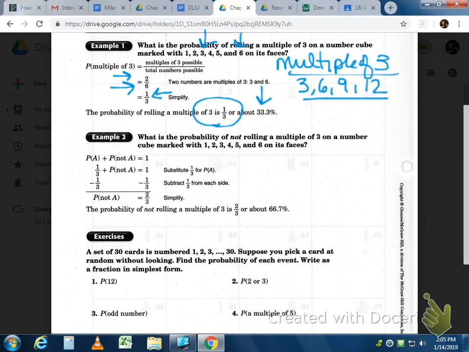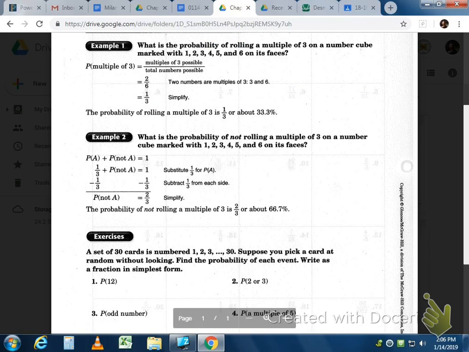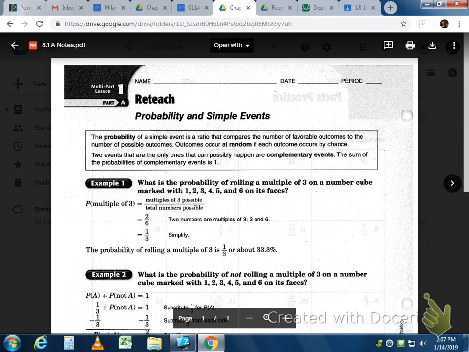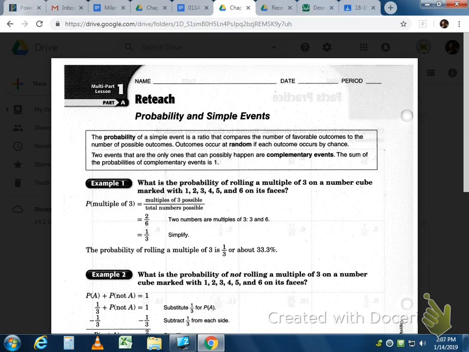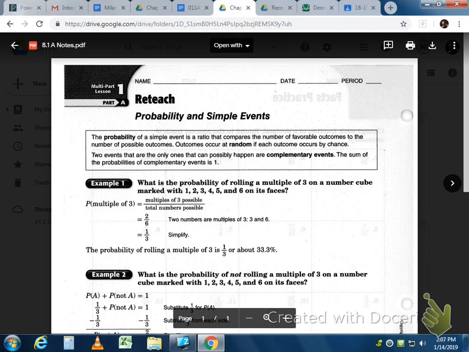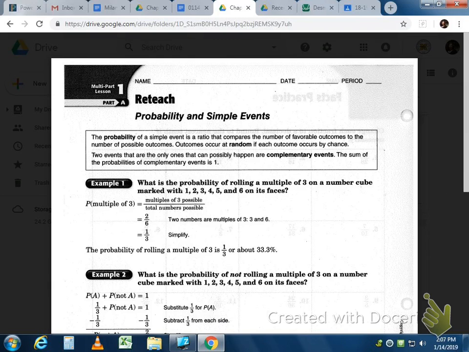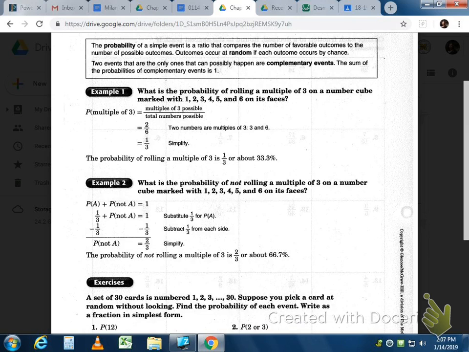If you have to give a percentage, you would take 1 divided by 3, and you're going to get a decimal. You move that decimal 2 places, and you get 33.3% when you round off. Now we're going to talk about complementary events. At the beginning we said complementary events are opposites. They're the only things that can happen. It's when there are just 2 things that can possibly happen. The sum of the probabilities of complementary events is 1.